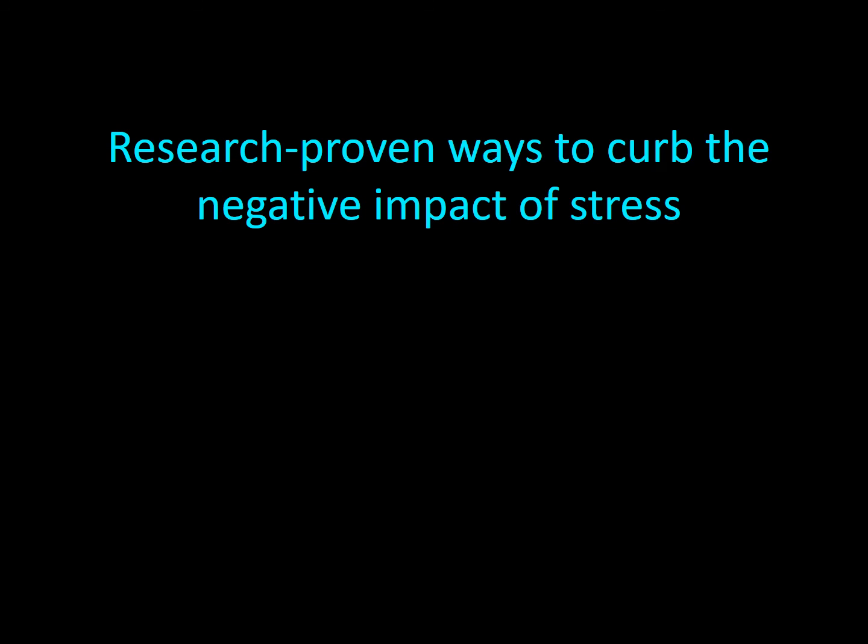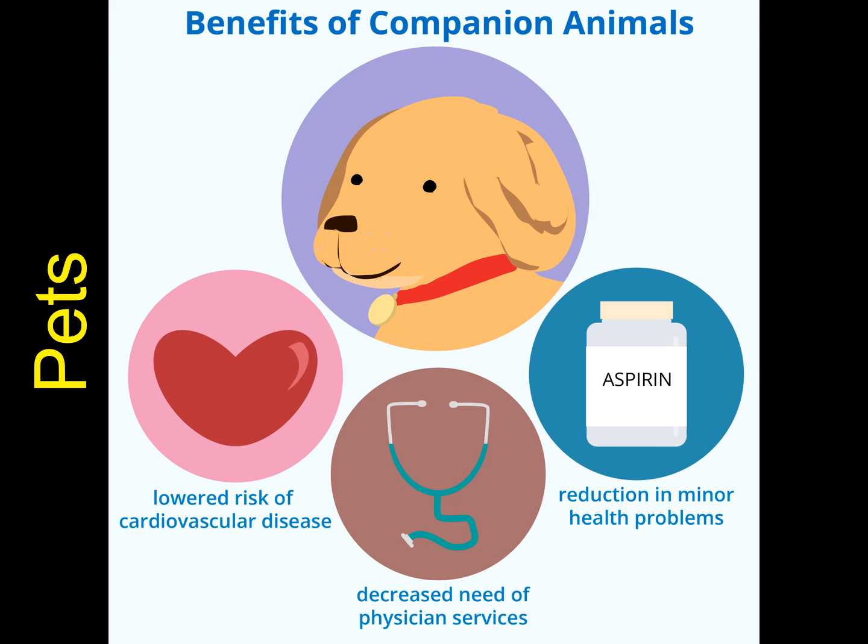So that was a bit of a downer lecture, and I wanted to close with some research-proven ways to curb the negative impacts of stress. So these are all positive things that you can do for your health. Hang out with animals! Owning a pet has been shown to lower risk of cardiovascular disease and have a number of positive impacts on health.